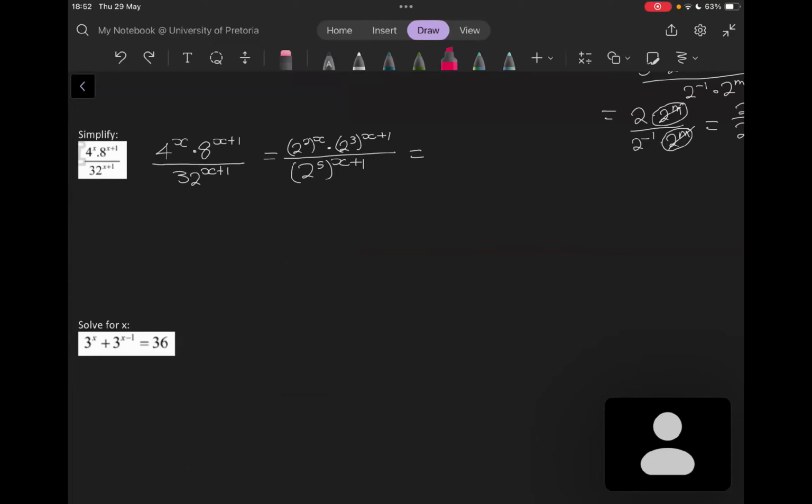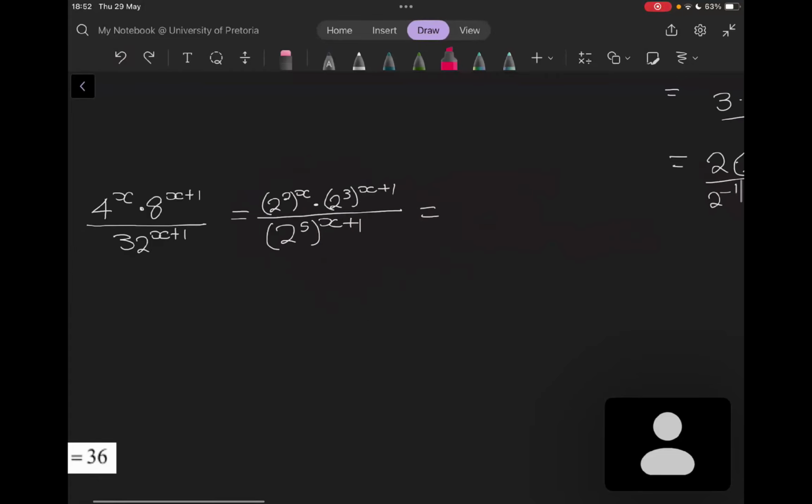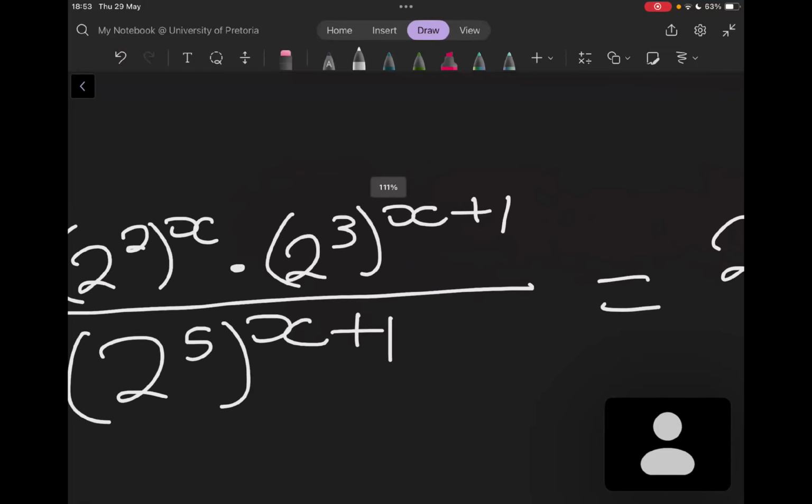Like I said, we're using the power of a power rule for this one. If you're working with this one over here, we take 2 to the power of 2 multiplied by x. So it's going to be 2 to the power of 2x. Let's write that out. We have 2 to the power of 2x, and we have that multiplied by, and it's the same thing here.